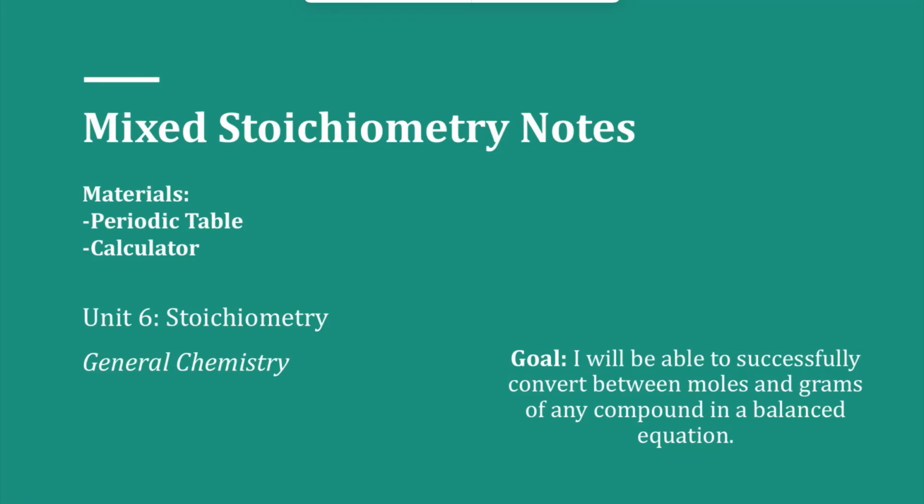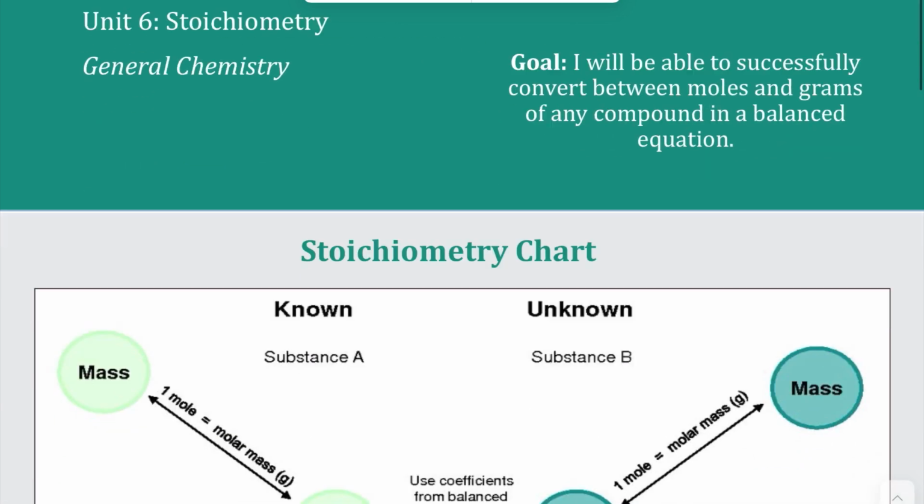These are the mixed stoichiometry notes. It will be helpful to have a periodic table available and a calculator. Our goal here is that we're going to be able to convert between moles and grams of any compound in a balanced equation. So that could be going from moles to grams, grams to moles, or we could be doing mole to mole or gram to gram, any of those combinations.